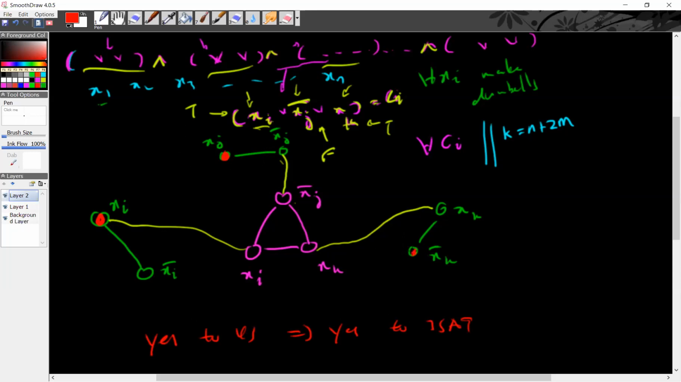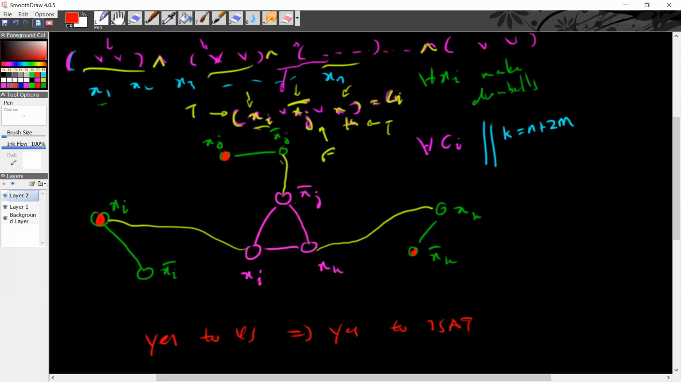Okay, so what observations do we need to make now? We need to say that every triangle edge is covered. Good, we know that's going to happen always. And every dumbbell edge is going to be covered. Good, we know that happens always. Now the concern is only the yellow edges, and the yellow edges tell you whether the clause is going to be satisfied or not.